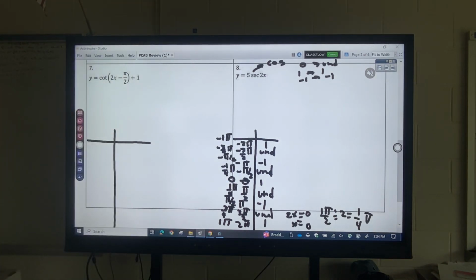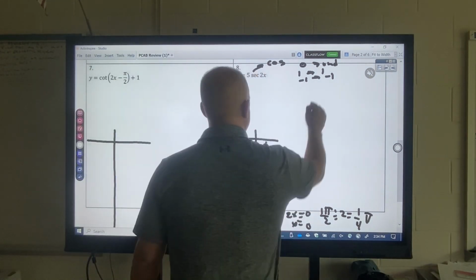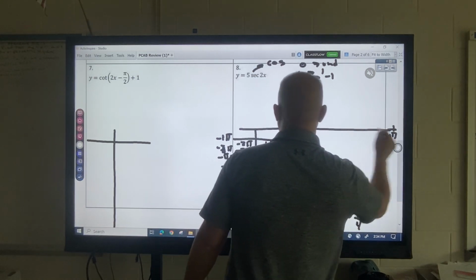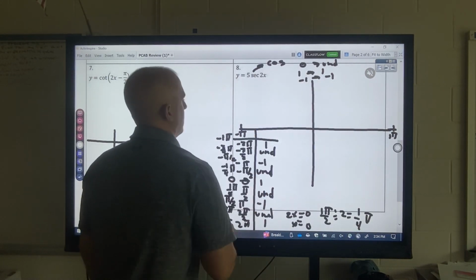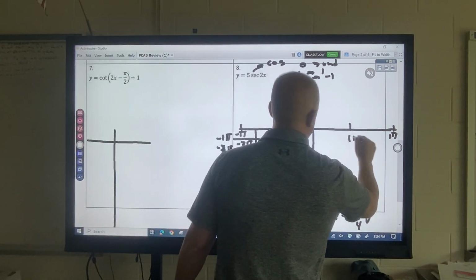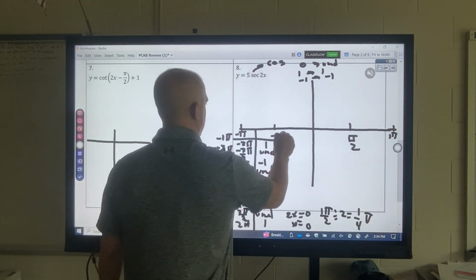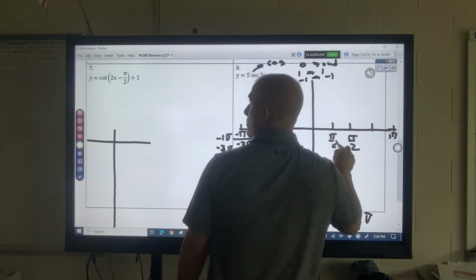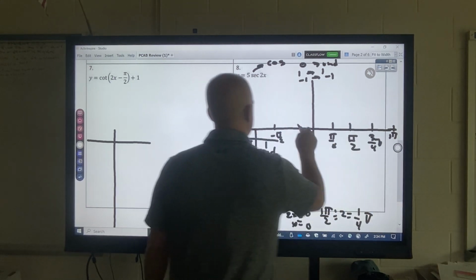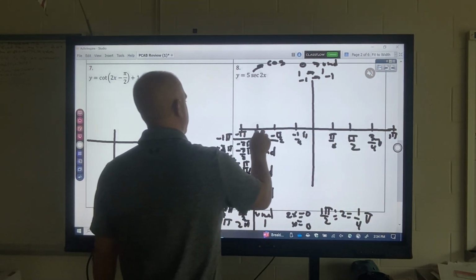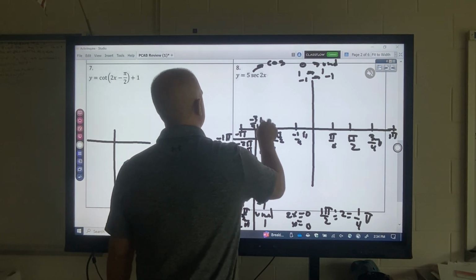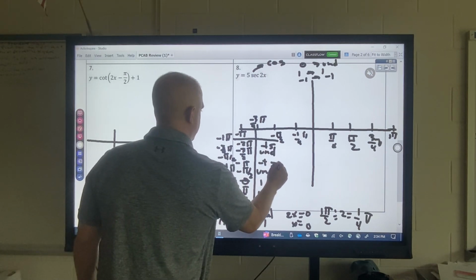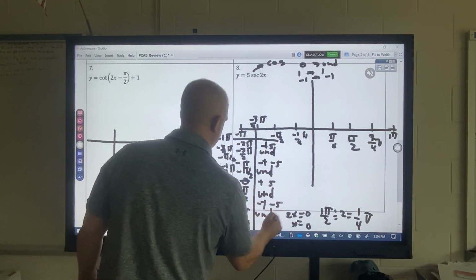All right, so what you want to do here? We're going from negative 1 to 1. So we want to cut this in half, and then cut it into quarters: 1/4, 3/4, negative 1/4, negative 3/4. The other thing I got to do with this is multiply everything by 5. So this is 5, this is negative 5, this is 5, this is negative 5, this is 5.